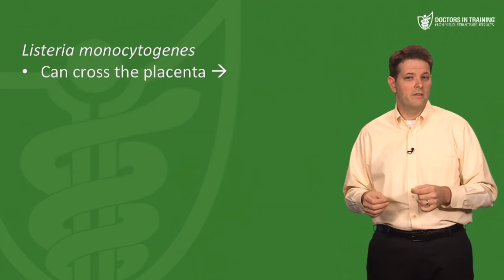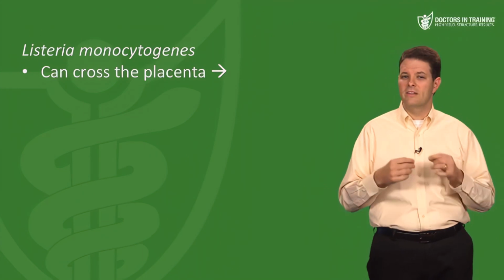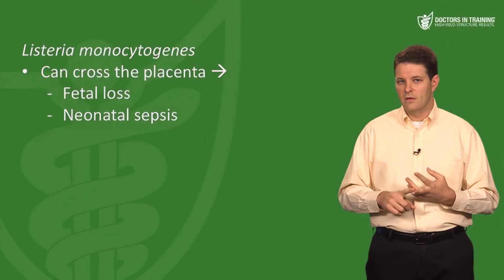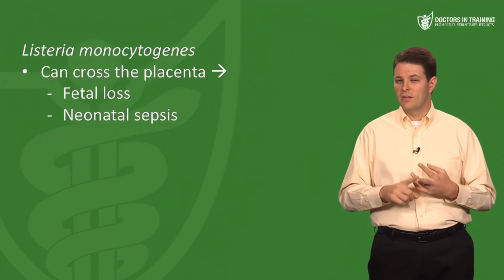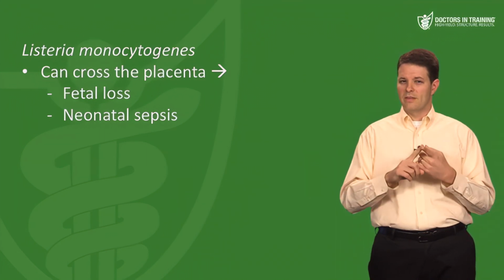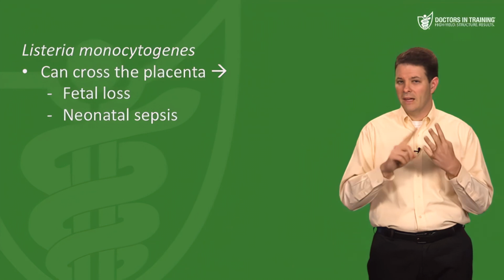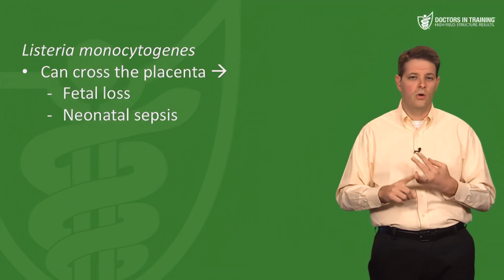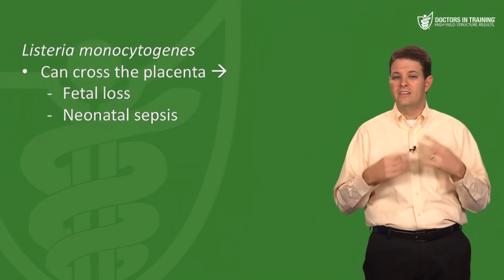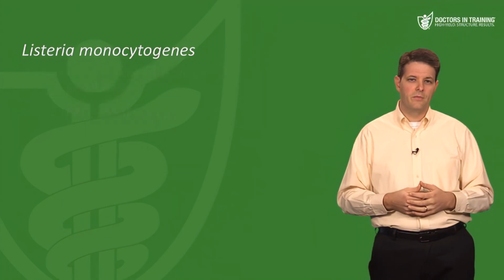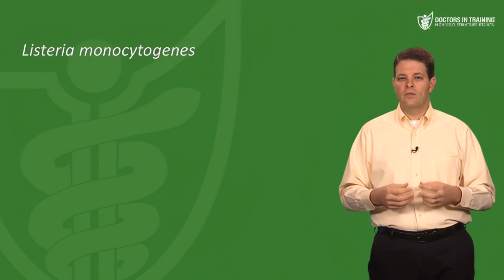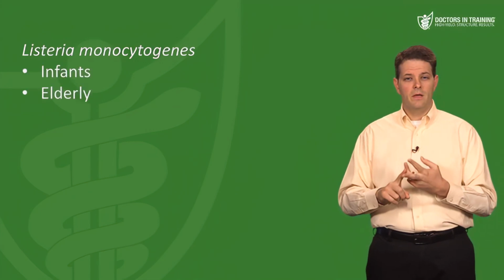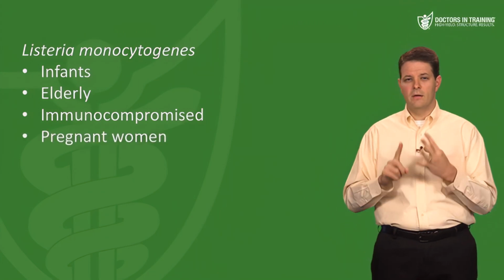Now, if a pregnant woman is infected, the bacteria can cross the placenta, resulting in fetal loss or neonatal sepsis. So you remember the three major organisms associated with neonatal sepsis? Group B strep, E. coli, and Listeria. This is why pregnant women are told not to eat soft cheeses or drink unpasteurized milk or even deli meat during pregnancy. Now, the main groups at risk for Listeria infection are infants, especially newborns, the elderly, immunocompromised individuals, and pregnant women.